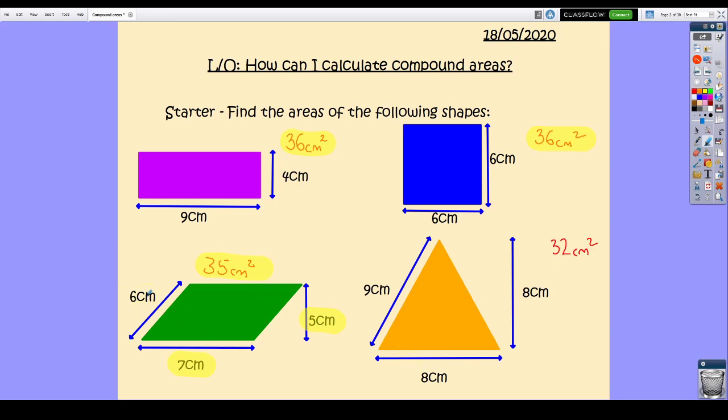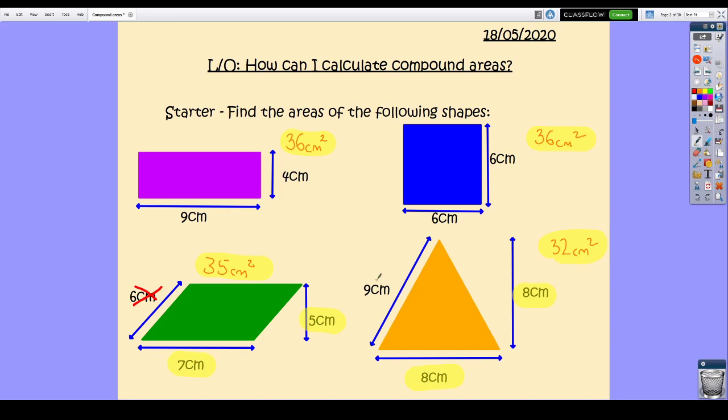We don't need the 6 at all, the diagonal line there, so there's no need to be using that one. It's not related to our area of a parallelogram. And likewise with our triangle, we need to be doing half base times height. So the base is 8 and the height is also 8. So we need to do half of 8 times 8. Well, 8 times 8 is 64. So half of that is 32 centimetres squared.